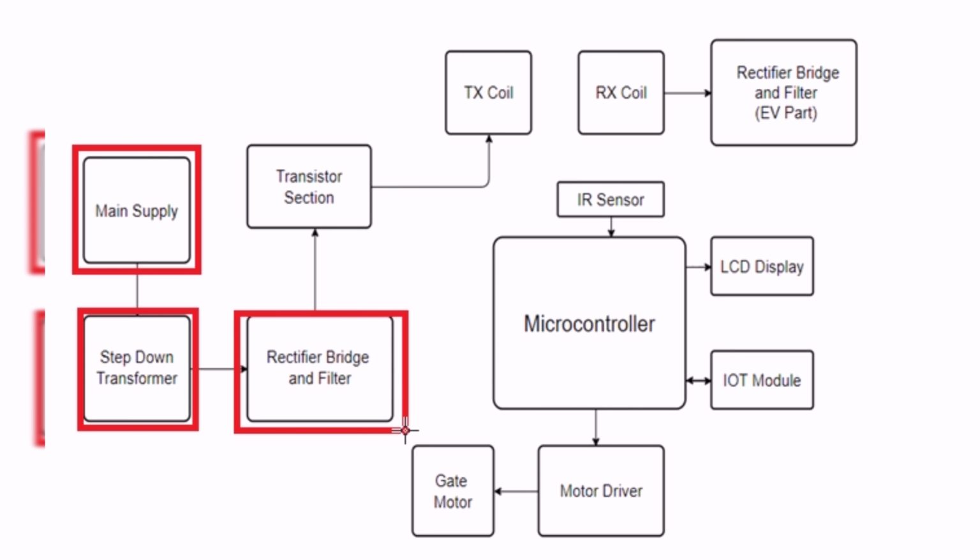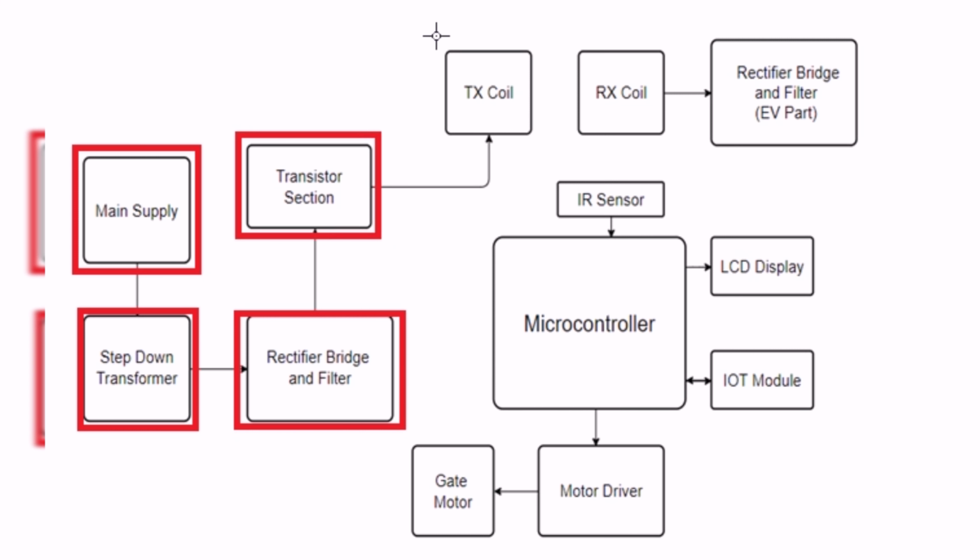Then we are using a rectifier bridge and filter. The rectifier bridge converts 12 volt AC into 12 volt DC and the filter makes it smooth. So the output of this section will be 12 volt pure DC. The 12 volt pure DC we will apply to the transistor section. In the transistor section we are using a transistor as a switching device. So this transistor output will be a high rate pulse. Pulse means an on off continuous signal.